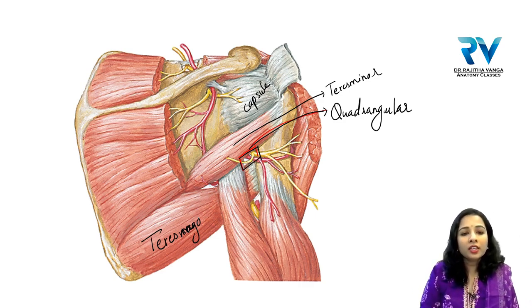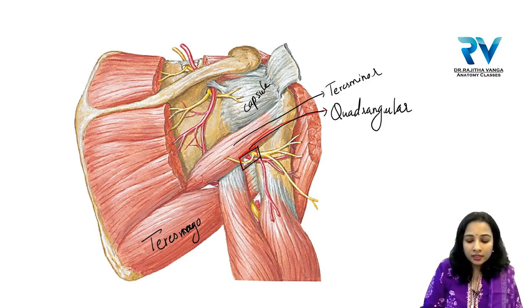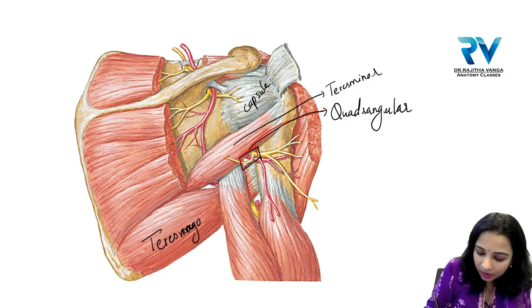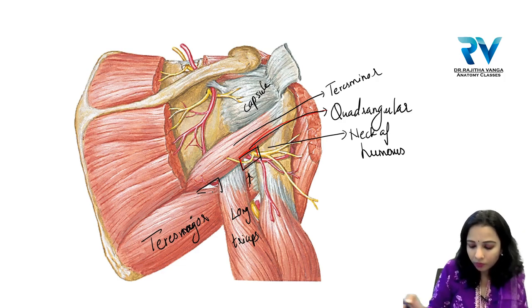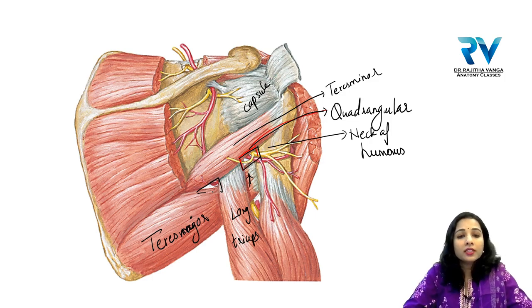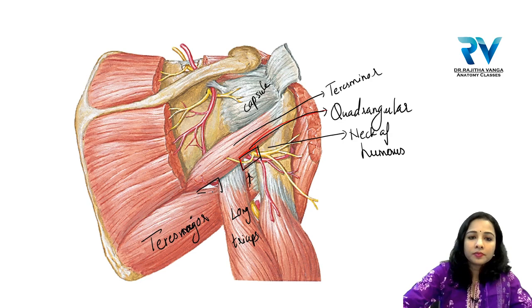And through the quadrangular space, the contents are the axillary nerve and the posterior circumflex humeral artery. So this is the axillary nerve, and this is the posterior circumflex humeral artery. Those are the contents of the quadrangular space, and we finished even the upper triangular space.